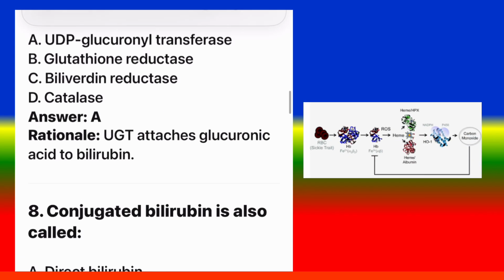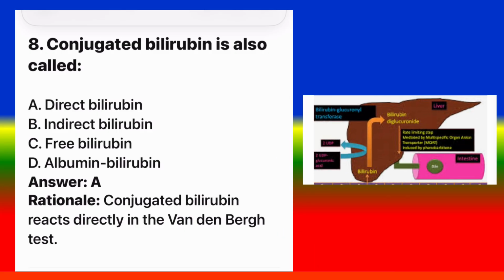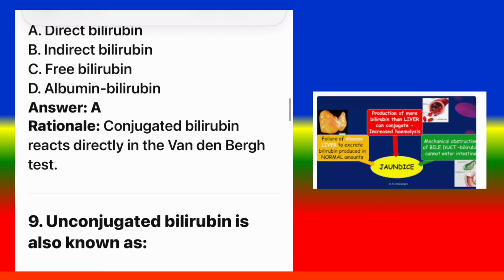8. Conjugated bilirubin is also called: A. Direct bilirubin, B. Indirect bilirubin, C. Free bilirubin, D. Albumin bilirubin. Answer A. Rationale: Conjugated bilirubin reacts directly in the Van den Bergh test.